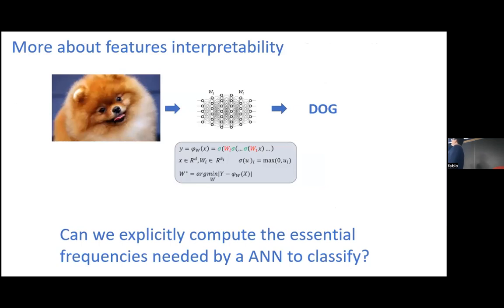Then, more related to the interpretability of the network, there is a question that we published. Suppose you have a network that is classifying a dog, and the question we pose is the following: which are the frequencies of this image that your network absolutely needs in order to classify the image? Why frequencies? Because the Fourier transform is something we can interpret. It's arbitrary, but we can interpret it.